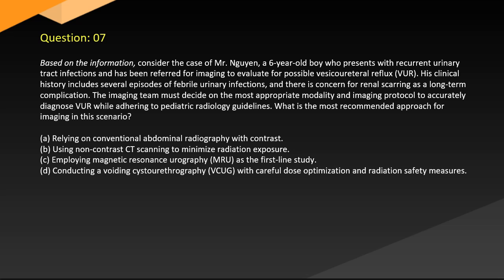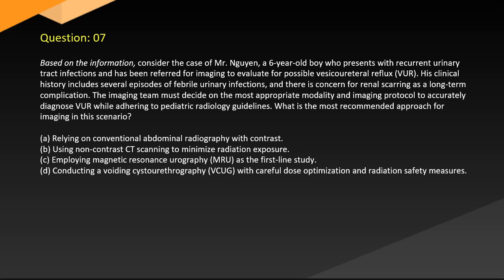Question 7. Based on the information, consider the case of a 6-year-old boy who presents with recurrent urinary tract infections and has been referred for imaging to evaluate for possible vesicoureteral reflux (VUR). His clinical history includes several episodes of febrile urinary infections, and there is concern for renal scarring as a long-term complication. The imaging team must decide on the most appropriate modality and imaging protocol to accurately diagnose VUR while adhering to pediatric radiology guidelines. What is the most recommended approach for imaging in this scenario?